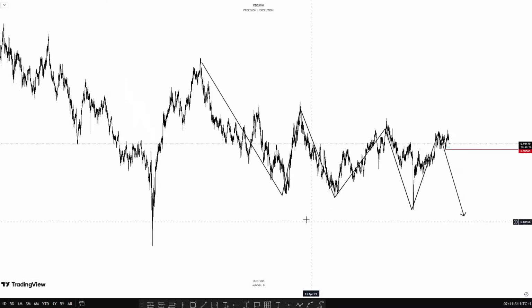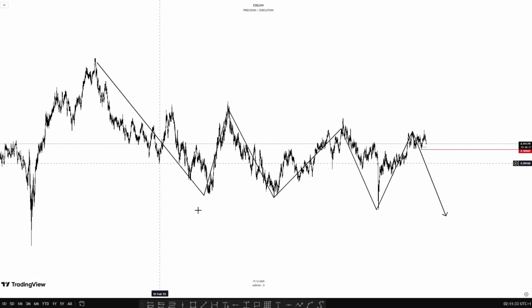Now, what do we have? Price is forming a series of lower highs and lower lows. Don't get confused with all these substructures. These are all substructure. This is the main one: lower highs, lower lows, lower highs, lower lows.